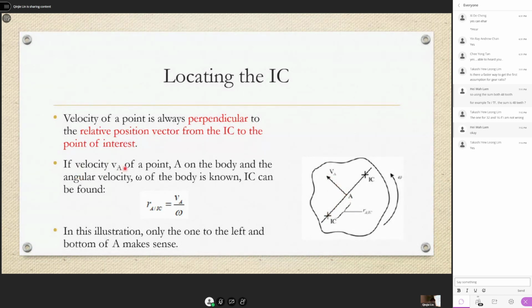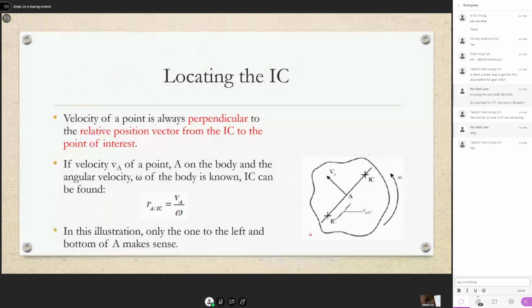If velocity VA of a point A on a body, and the angular velocity is known, IC can be found from this formula. This is basically your circular motion. Okay, you can see this is actually your V equals R omega, correct? This is the distance from A to the IC. Okay, the position of A relative to the IC, that means the distance between them.